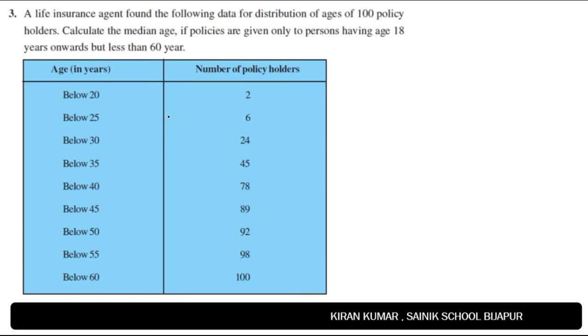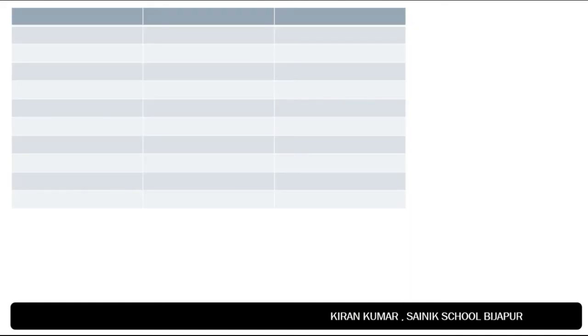A life insurance agent found the following data distribution of ages of 100 policyholders. Calculate the median age if the policies are given only to persons having age 18 years onwards but less than 60 years. They have given the class interval in a different format and the number of policyholders are mentioned. Here directly they have given the cumulative frequency. How do we go about that? Let's make a table for that.